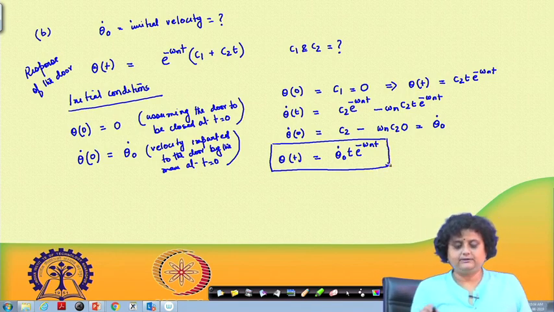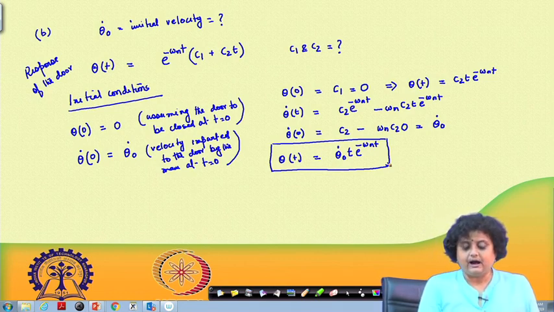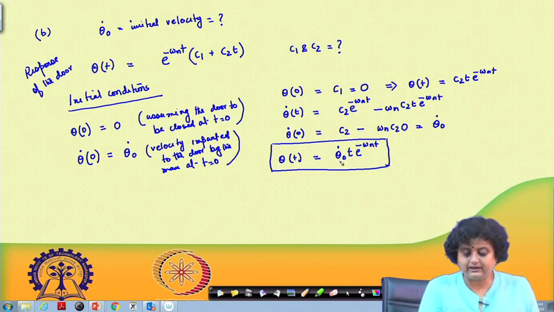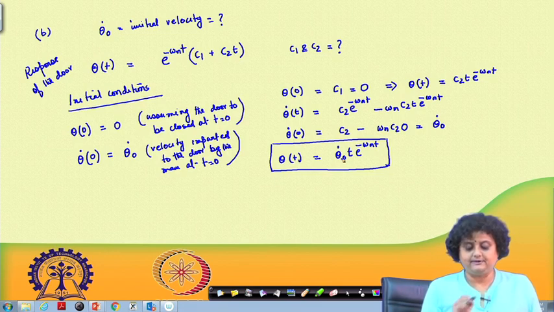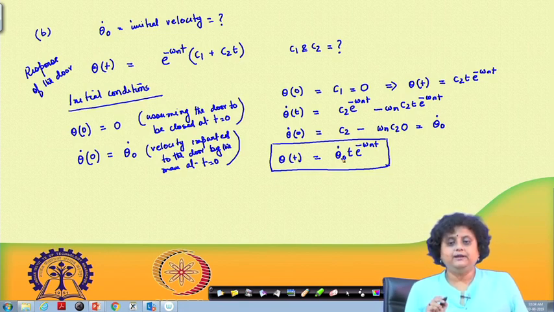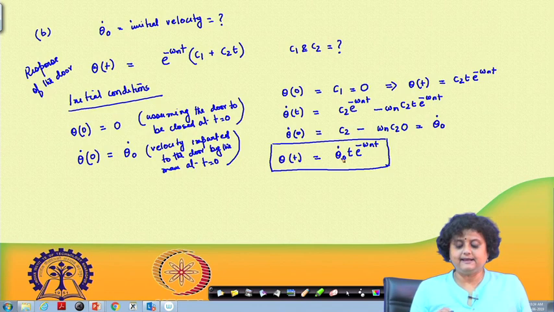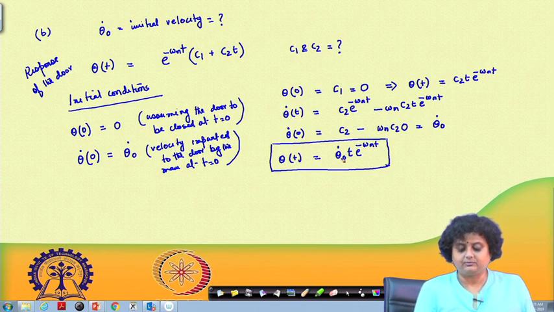Now, I have got the response in terms of velocity. Now, I have to see what theta dot 0 should be so that the door opens by 70 degrees. What does that mean mathematically? Mathematically, it means that the maximum displacement obtained from this response, based on theta dot 0, should be equal to 70 degrees.